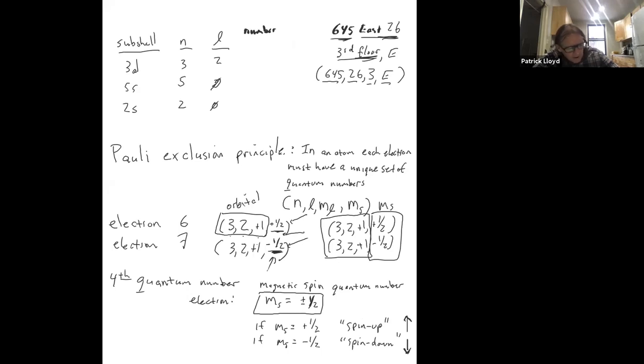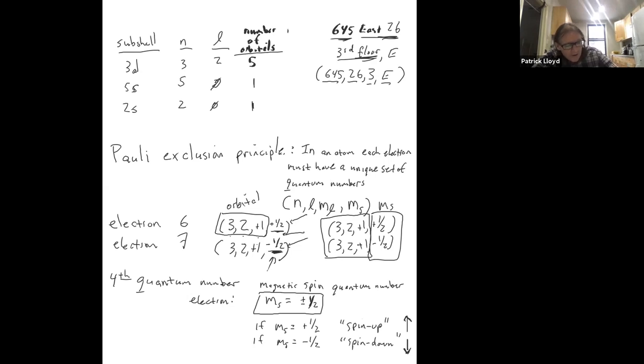Number of orbitals. We already went over that. If L is equal to 2, that's a d orbital. The D subshell has 5 orbitals. This is an S. S only has 1 orbital. Remember, S is 1 orbital, P is 3, D is 5, F is 7. This is an S, so it only has 1 orbital.